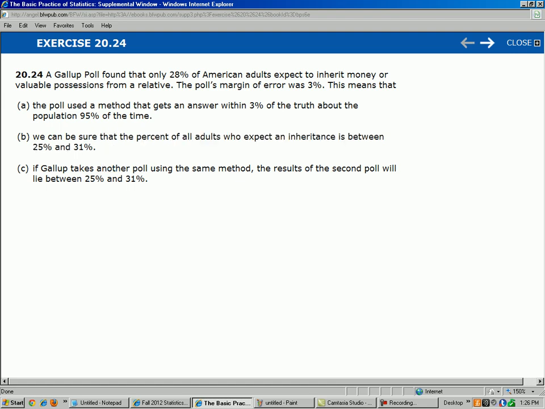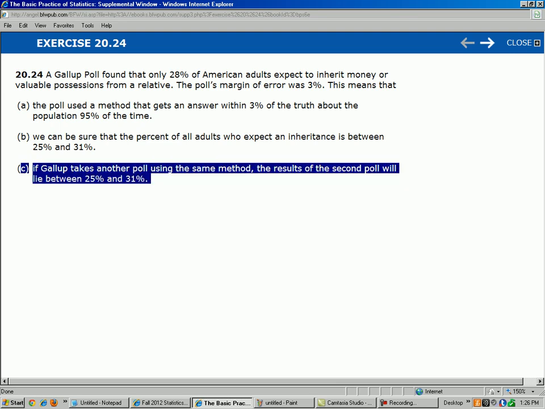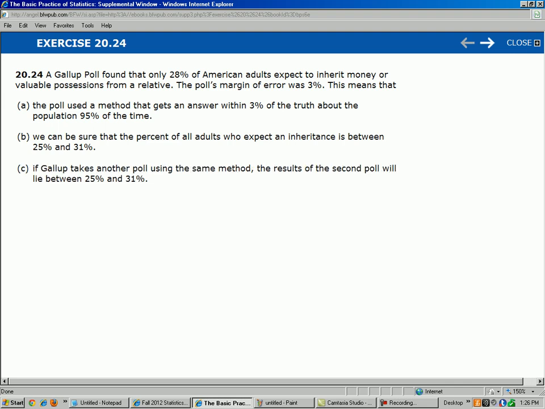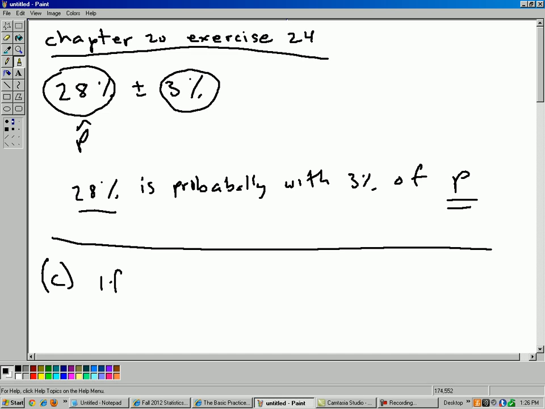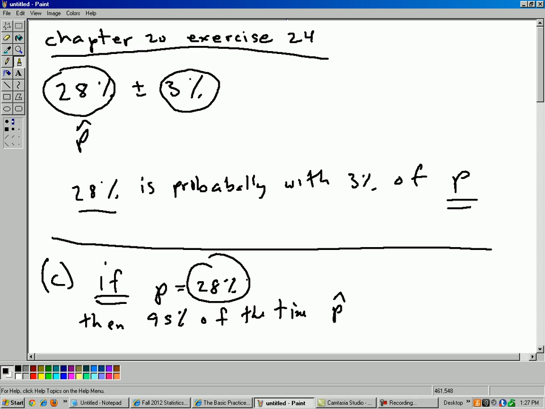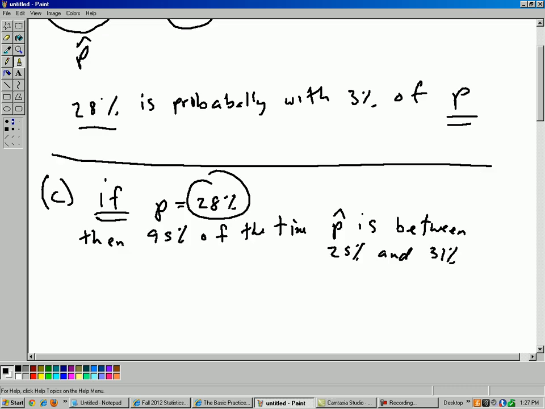Okay, C. If Gallup takes another poll using the same method, the results of the second poll will lie between 25 and 31%. Well, that's not true either. Now, if indeed the real p was 28%, now we don't know if it is, but let's take a look at this part C here in a little more detail. If, and that's a big if, the real p, the real percentage, was 28%, then 95% of the time your p hat will be within 3 percentage points of 28%, so that would be between 25 and 31%. But first of all, we don't know what p is.